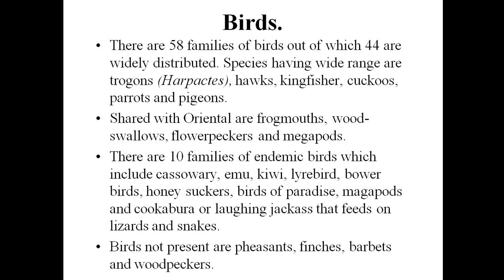Out of 58, 44 are widely distributed and found in other regions also, like dragons, hawks, kingfishers, cuckoos, parrots and pigeons. They are not limited only to the Australian realm. Most of the bird species Australia shares with the Oriental realm. For example, frogmouths, wood swallows, flowerpeckers, and megapodes are common in both Australia as well as the Oriental region. But what's important is the 10 families of endemic birds.